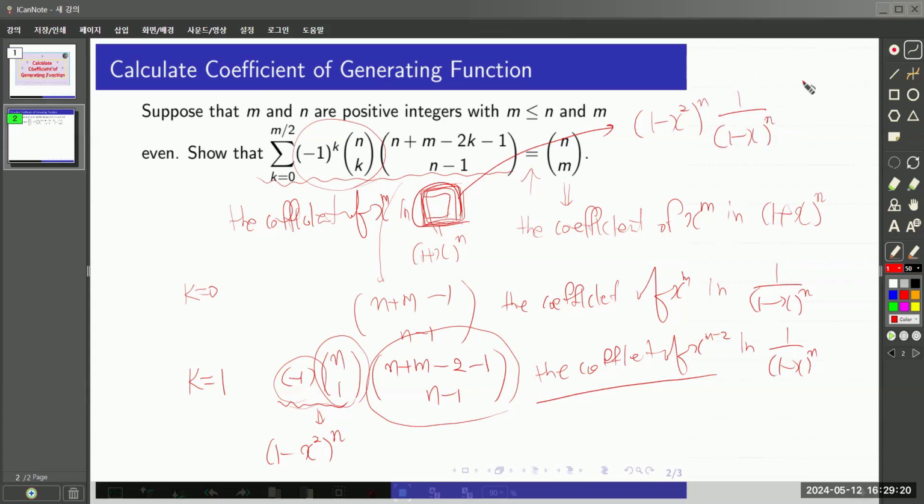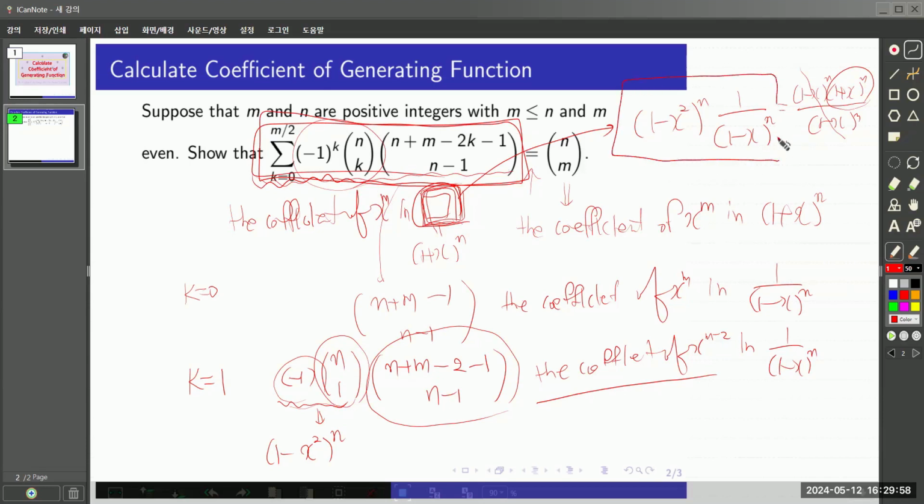And now you can check this is also equal to (1 plus x) to the n. Actually, this is (1 minus x) and (1 plus x) to the n in here, and (1 minus x) to the n here. So by canceling, this is exactly equal to (1 plus x) to the n. Yes. So this part, the left-hand side, is actually the coefficient of x to the m in this function.